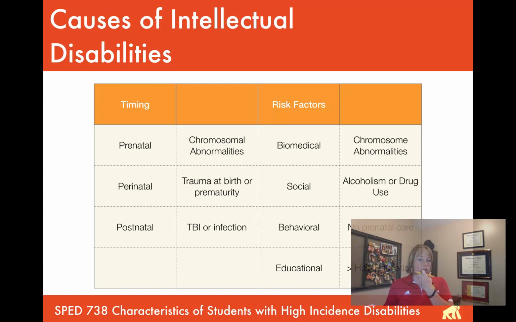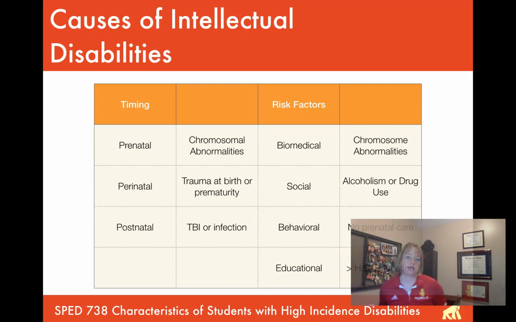There also can occur trauma at birth, or there can be extreme prematurity that contributes to an intellectual disability. So if we know that a baby is born at that 24 to 28 week mark, we now are able to have some pretty high success rates within NICU units on supporting those babies as they get to full term. But we also know that prematurity can contribute to an intellectual disability.